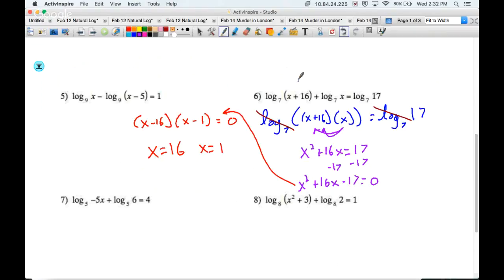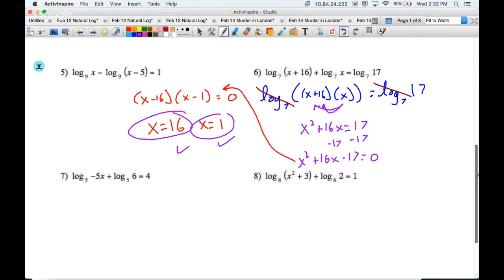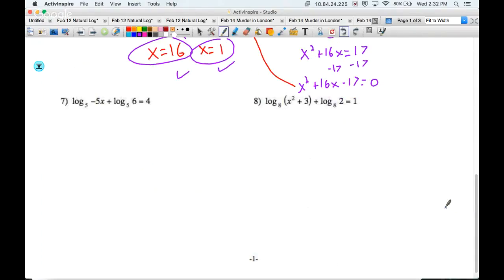16 is a fine answer. It doesn't cause us to take the logarithm of 0 or negative. 1 is also a fine answer, we don't have to take the logarithm of 0 or a negative number, so neither of these are extraneous. Let's try, I guess, number 8.